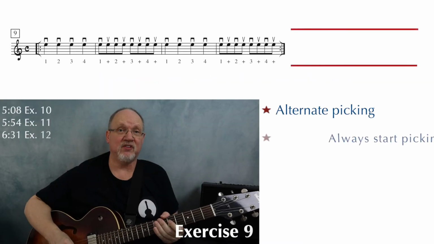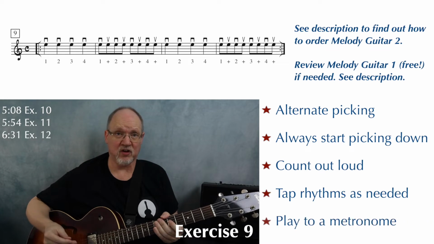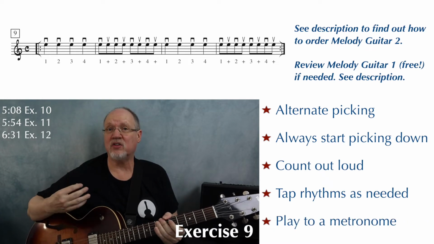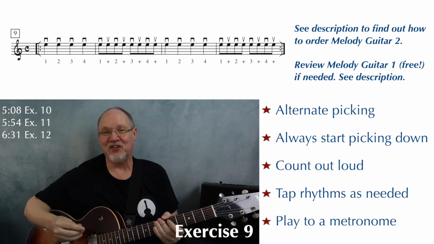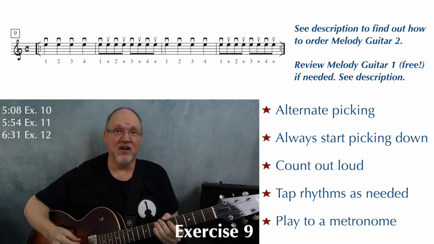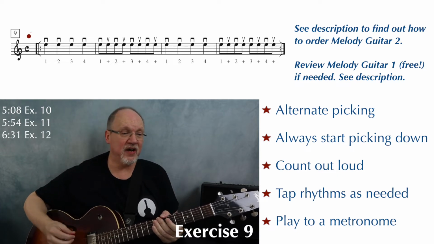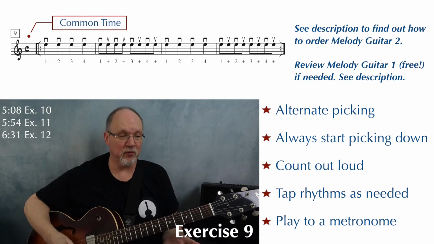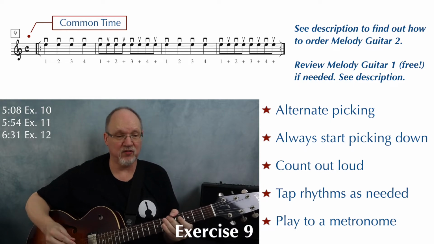On page 8, we have a series of short exercises involving quarter notes and eighth notes, and these are all just on E notes. So the notes aren't that hard, we're just practicing the counting. So let's look at number 9. Number 9 is in common time. Remember, we have 4 beats per measure when it's common time, same as 4/4.